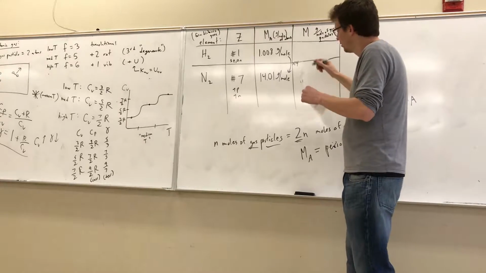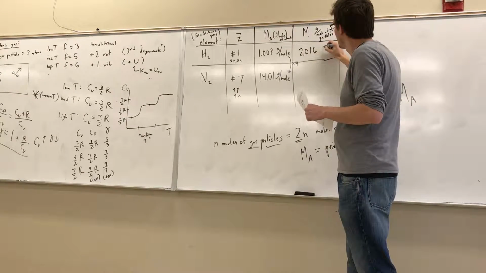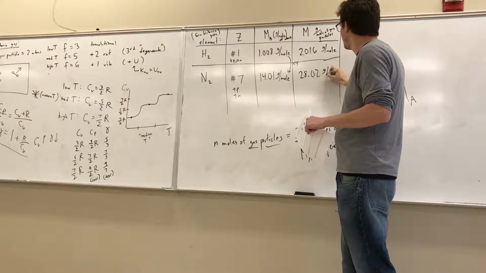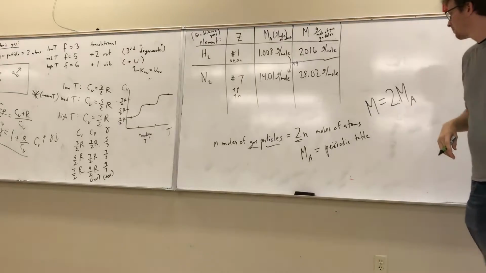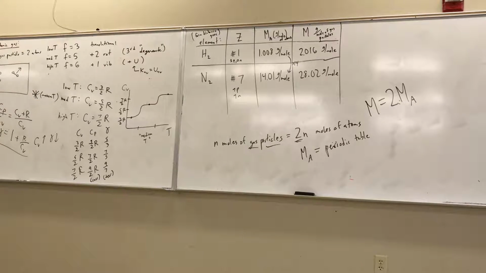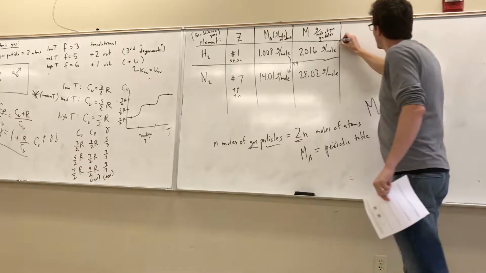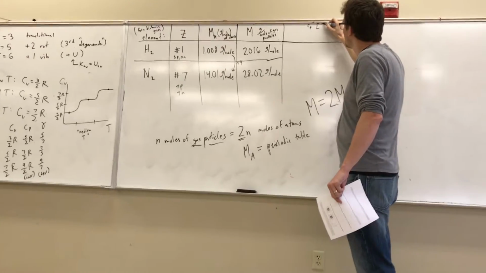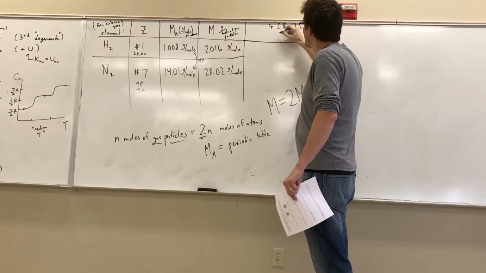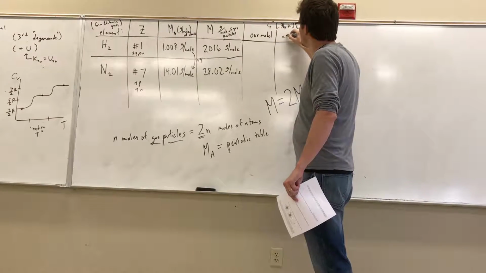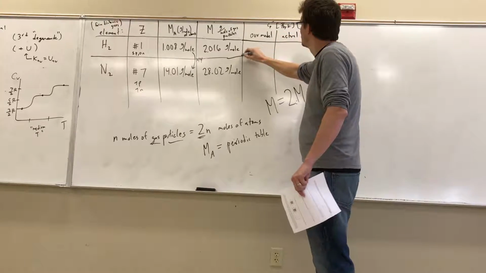So this will be 2.016 grams per mole, and this will be 28.02 grams per mole. Okay? Does that make sense? Okay, so now we're ready to go ahead and do our calculation. So this is what I'm getting. I'm getting Cp, that's lowercase, in joules per kilogram Kelvin, and I will compare our model to the actual experimental results.